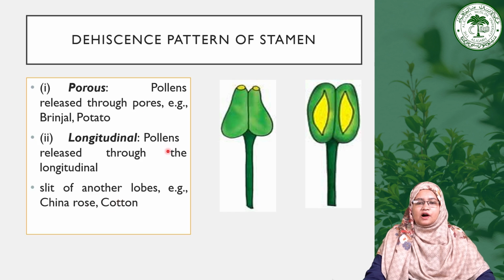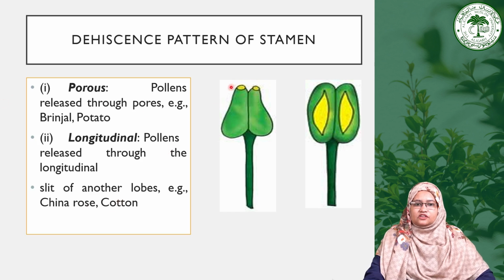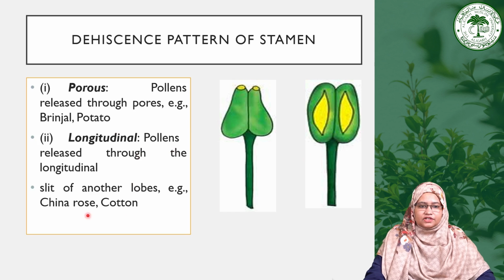Next, how the anther is dehisced. It may be dehisced by pores, as in the Solanaceae family like brinjal and potato, or it may be dehisced by a longitudinal slit, where the pollen is released from this longitudinal slit, as in cotton or China rose.